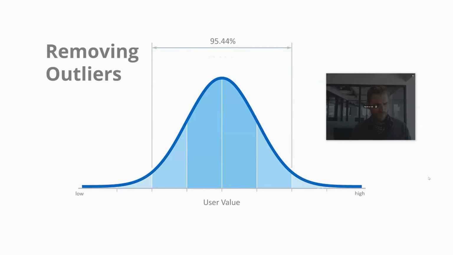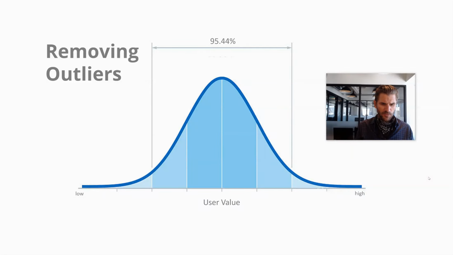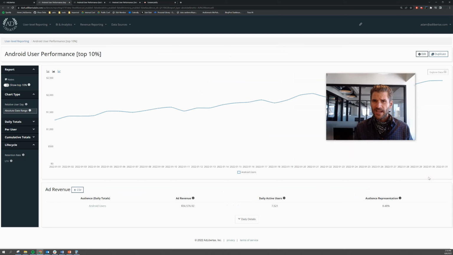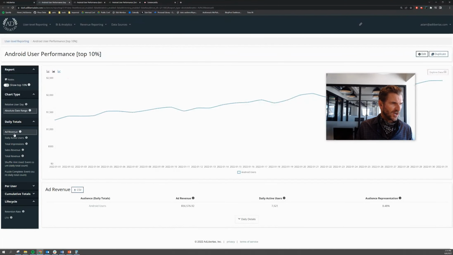Now, we could jump into a lot of examples. I'm going to walk through one real world example today, which is we have Android users and we're going to focus on the top 10% to see how that impacts my overall earnings and see if I can identify those users early. So the first thing is I've got my audience here in audience reporting, which is the absolute date range of ad revenue for Android users.